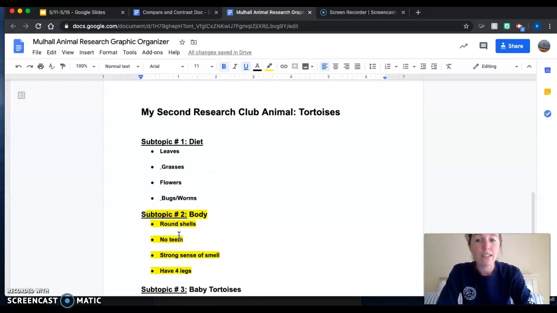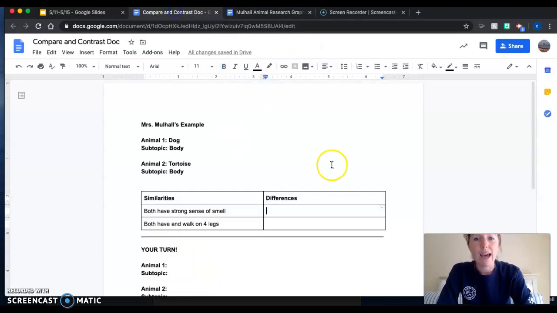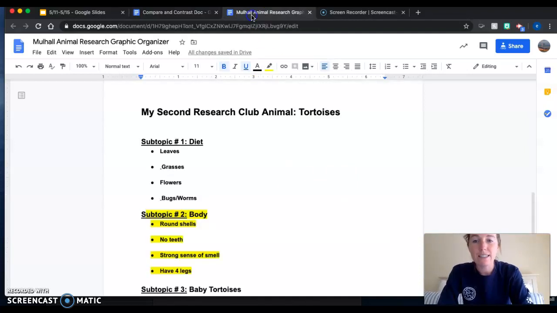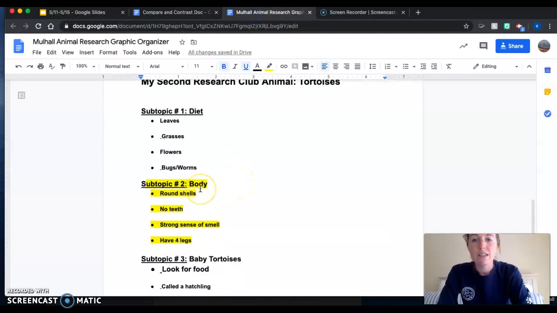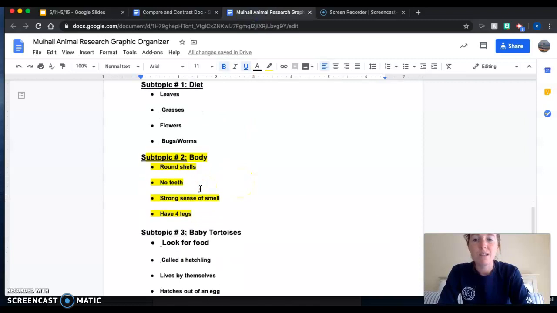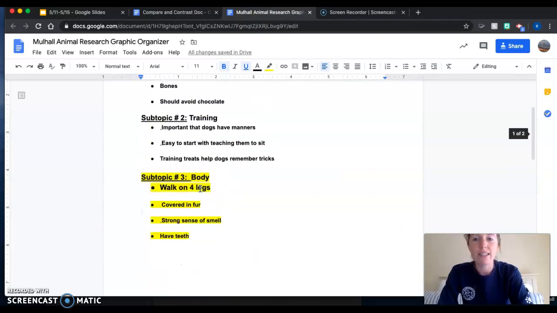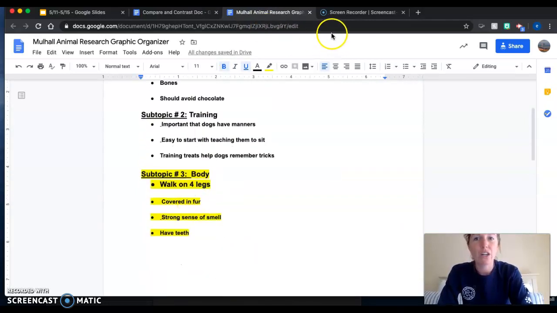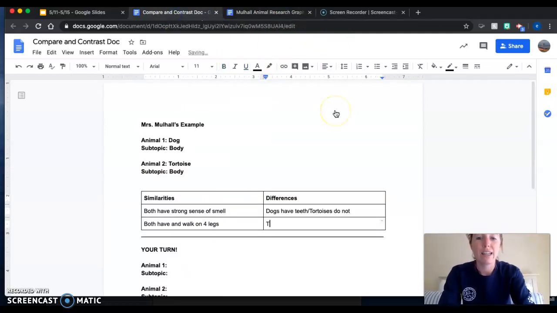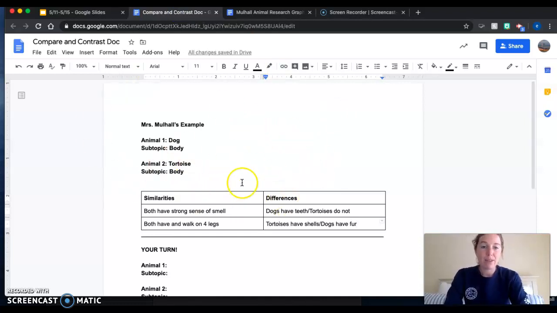So I think our first difference can be that dogs have teeth, tortoises do not. And our last difference, round shells for tortoises, covered in fur for dogs. So we can say tortoises have shells, dogs have fur. So this is my example that's here.